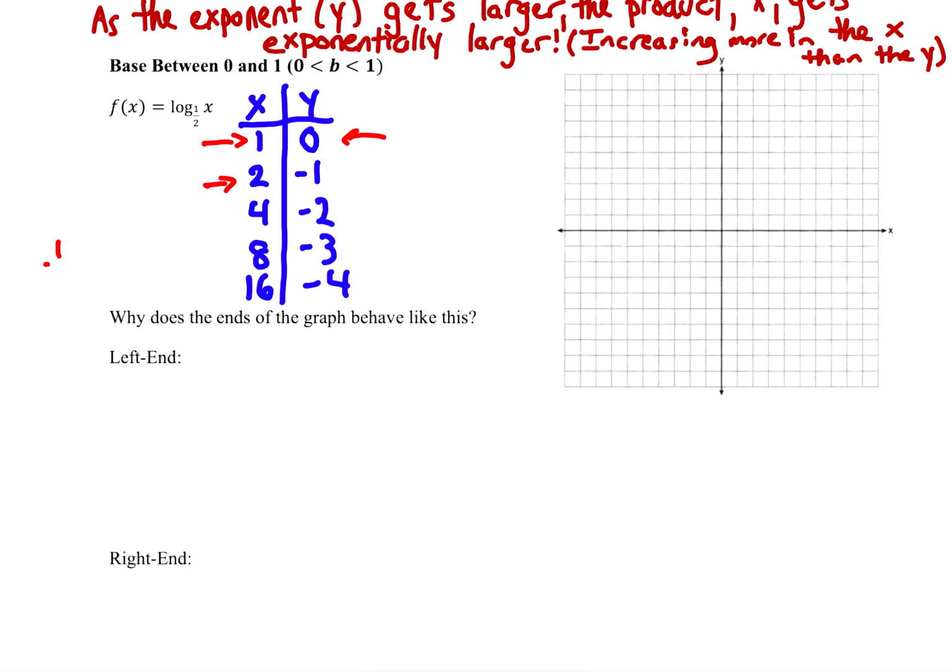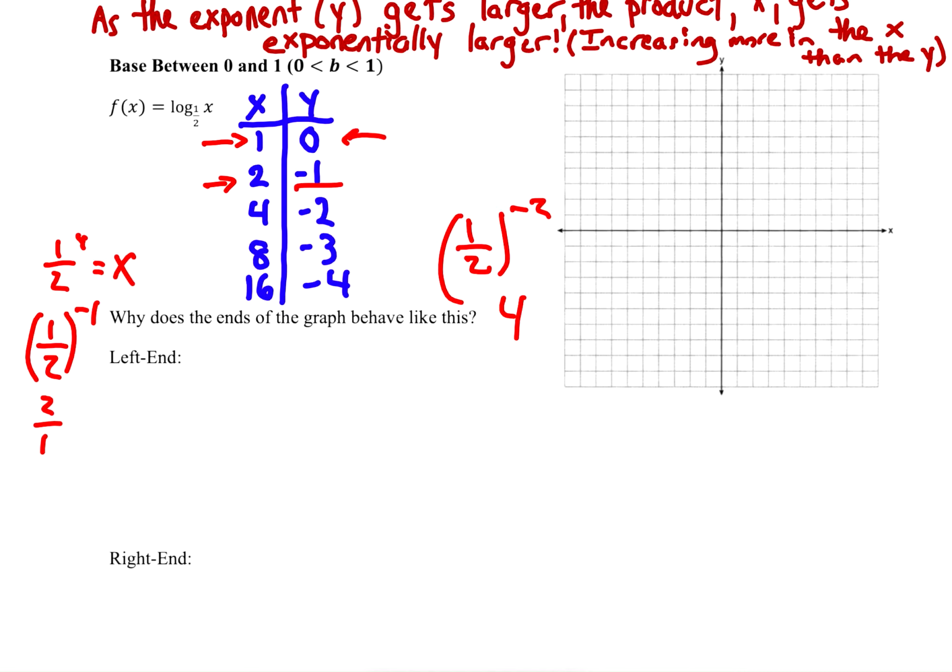let's put this into its exponential form. It'd be 1/2 to the y equals x. So when y is -1, that's when you flip it and it becomes 2 over 1. So x would be 2. And that's what we do with all of them. So 1/2 to the -2nd would be 4. So that's why it's 4 comma -2. And you keep on going from there.